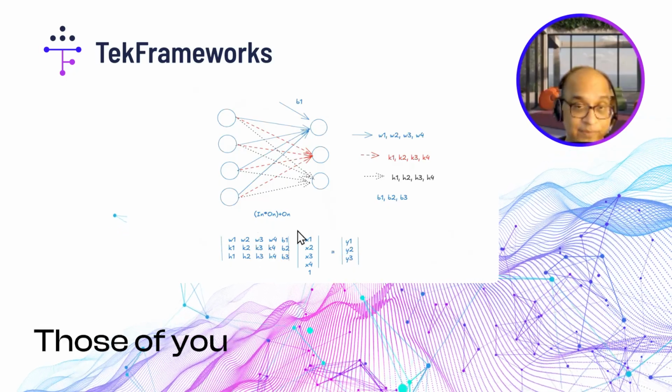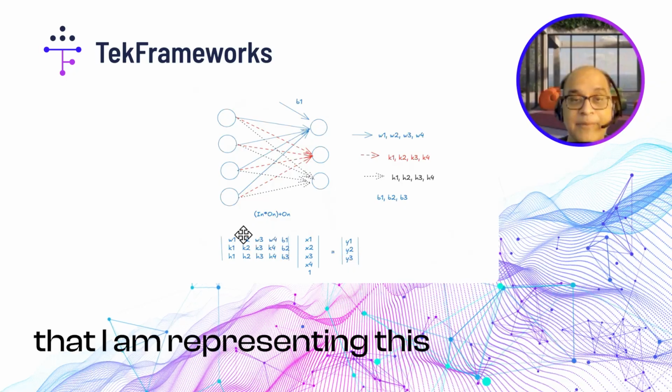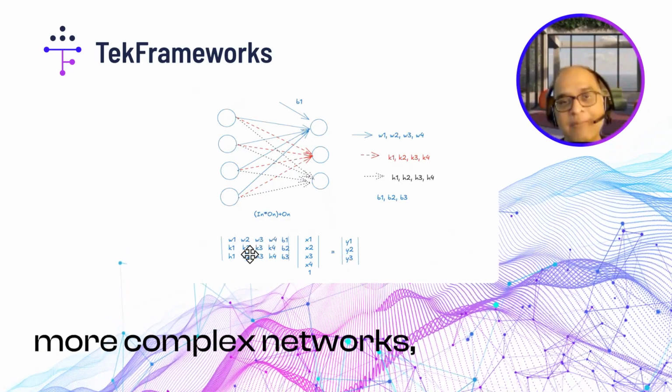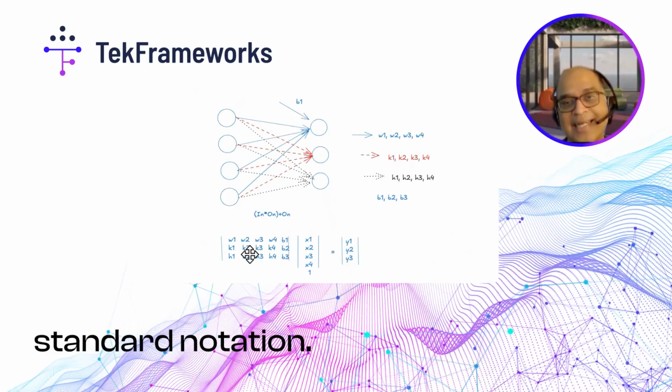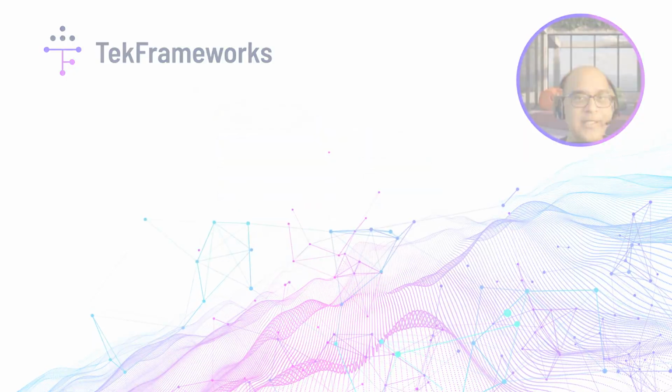By the way, those of you who know a lot of neural networks, please don't get upset that I'm representing this the way I represented here. When I get into more complex networks, I will get into more standard notation. But for the time being, this is easy enough to understand.